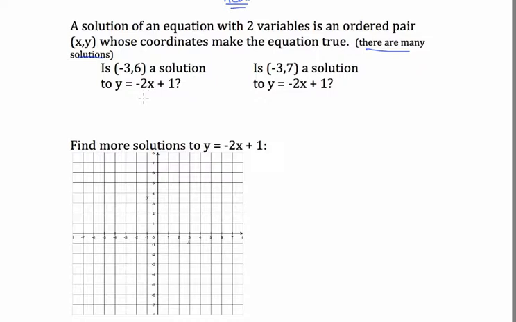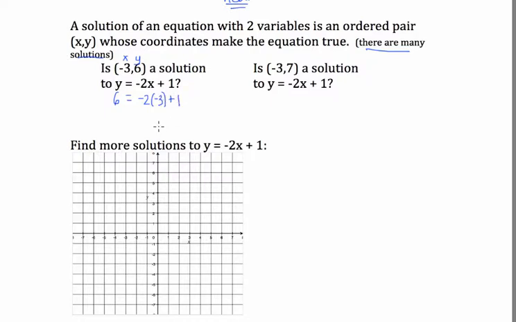So one question that you'll be asked quite a bit in your homework is: is this ordered pair a solution to a particular equation? Here's how you check. Is the point negative 3, 6 a solution to y equals negative 2x plus 1? The first number is the x coordinate, and the second number of an ordered pair is the y coordinate. So we're going to replace the y with a 6 and the x with a negative 3. Since the negative 2 and the x are right next to each other, multiplication is implied.